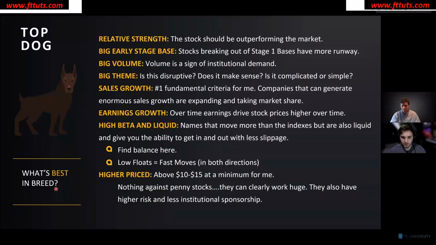Perfect. Okay, then this next one is, in a way, discretionary. I know you can filter for beta and stuff. I definitely don't. But you want high beta and liquid. So I want names that move more than the indexes. And then I also want them to be liquid. And when I say liquid, I'm not saying, hey, the dollar volume of this stock is X, I can get in and out of it with ease.